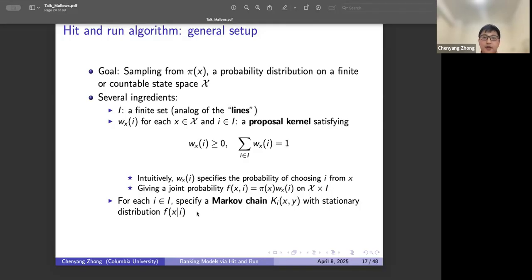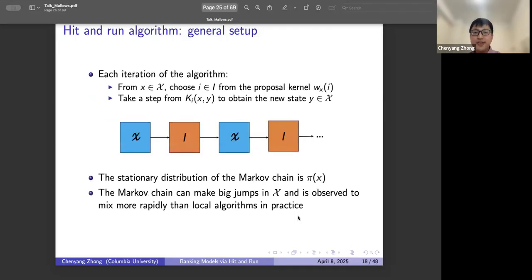The hit and run algorithm also requires us to specify a Markov chain, which can depend on i, the current line, for jumping from x to y. Okay, so those are the quantities that we need to specify to design a hit and run algorithm. And once we have those ingredients, we can just run the algorithm based on the following two steps. The hit and run algorithm jumps alternately between x and i.